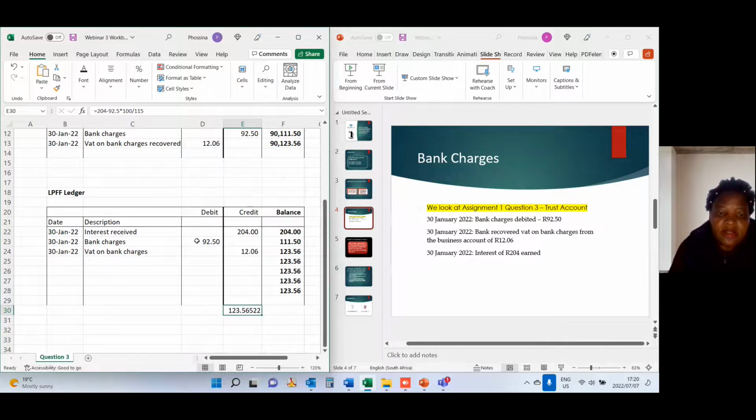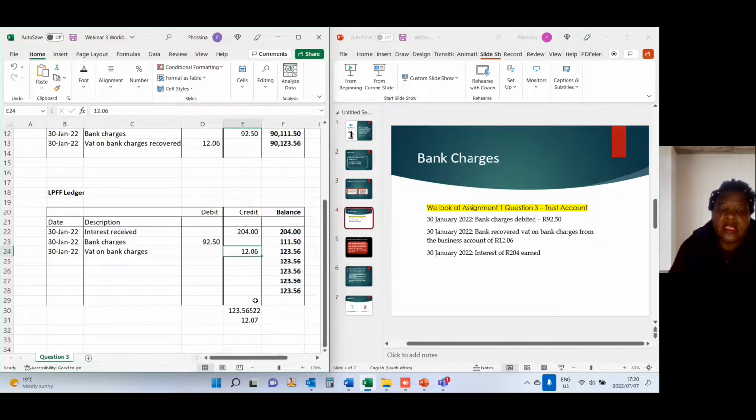And for us to calculate the VAT, the 12 rands 0.06, we say 92.5, which is our bank charges, multiplied by 15, because this is a wholesome amount. It's inclusive of bank charges. The bank has included VAT. The bank wants its money inclusive of VAT because they want to take that VAT and pay it over to SARS as its obligation to SARS as a VAT vendor.